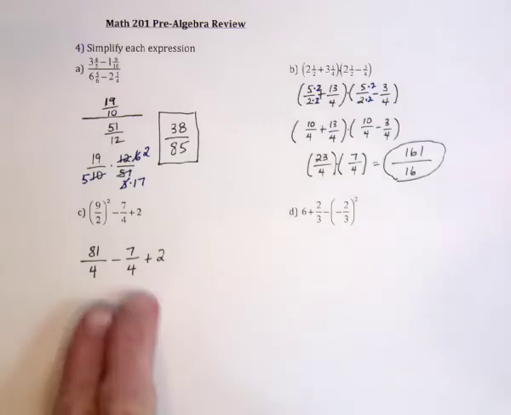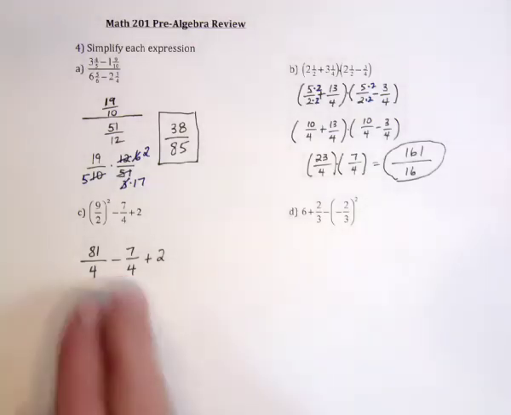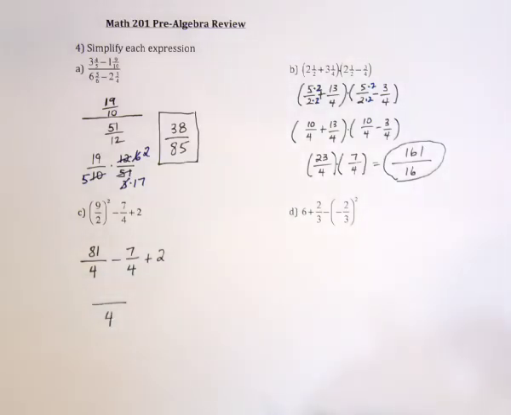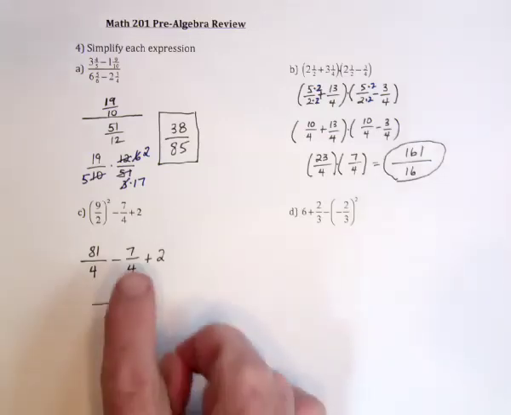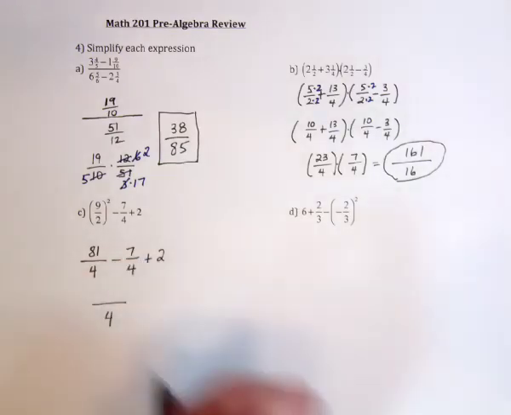Next, I could combine these two. They already have a common denominator of 4, so that means it's going to be quarters. And then I just need to figure out 81 minus 7. Well, the way I do it is I go 81, take off 1, and it's 80. So now I only have to subtract 6 because I already used up 1. And 80 minus 6 would be 74.